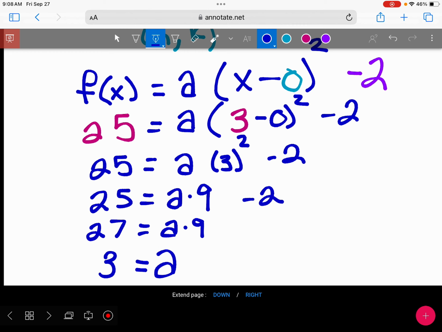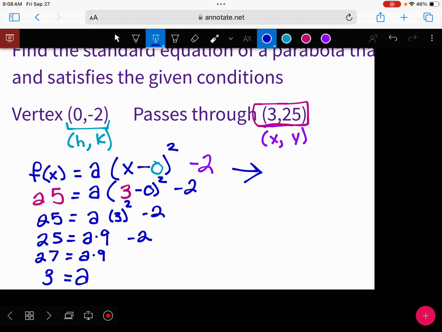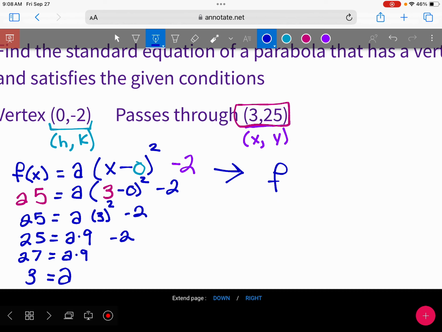We have to write it as the equation. Finding the a is not enough. We're going to take this and put it in our equation, which we have most of it right here. So our f of x equals our a, which is 3, times our x minus 0, which we can just write as x squared minus 2.